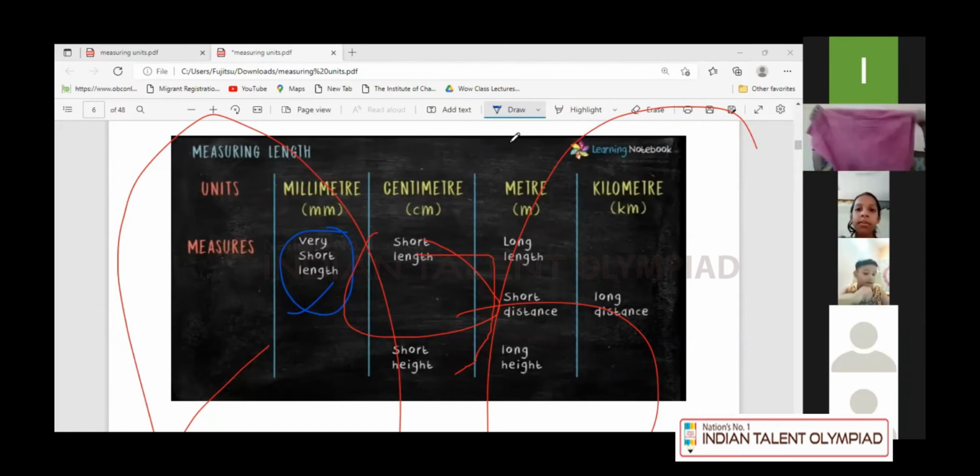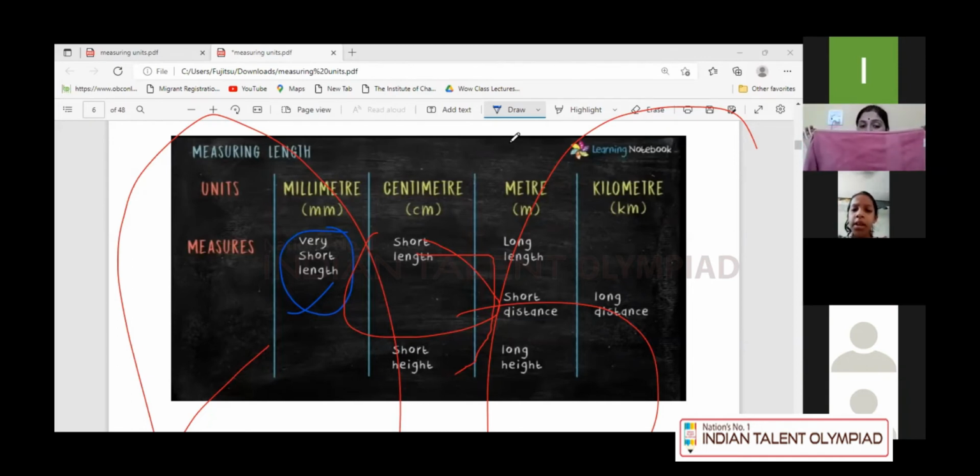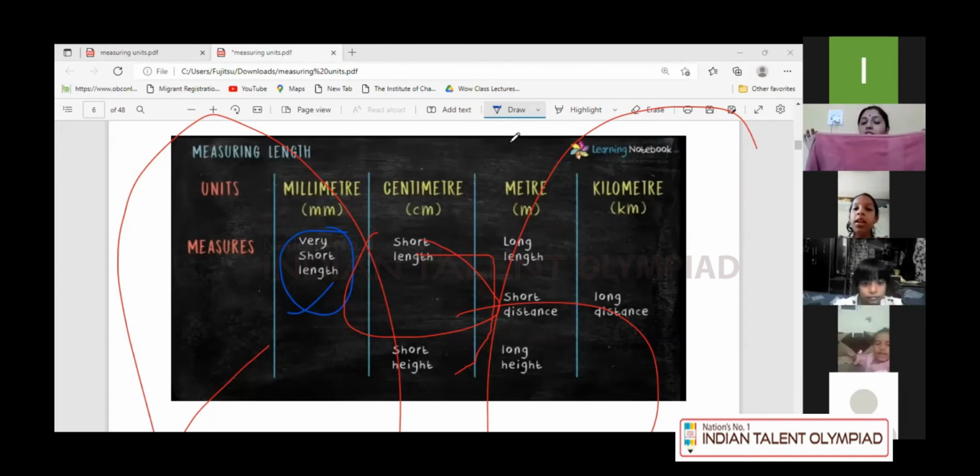To measure this cloth, what will we use? Centimeter or meter? Meter. For a short cloth, suppose you want half of this cloth, you want only this much, we can also measure in centimeters. Okay. These are the units. This is the basic knowledge of meter, centimeter, and kilometer.